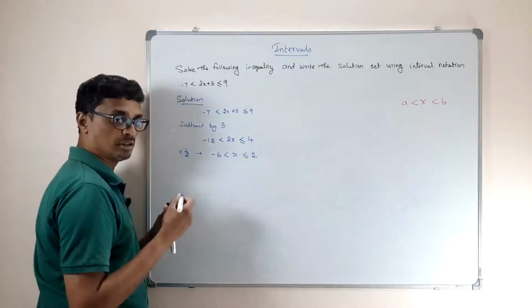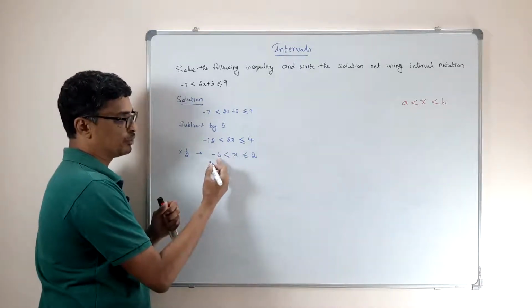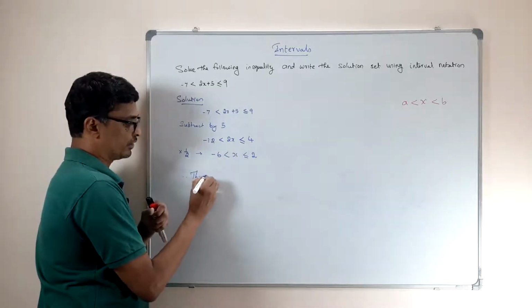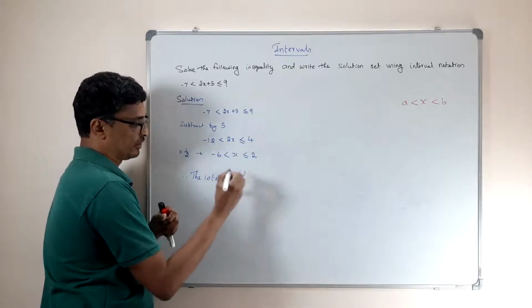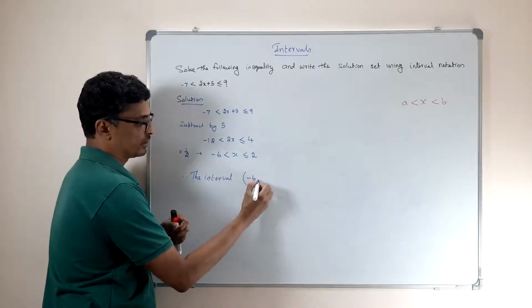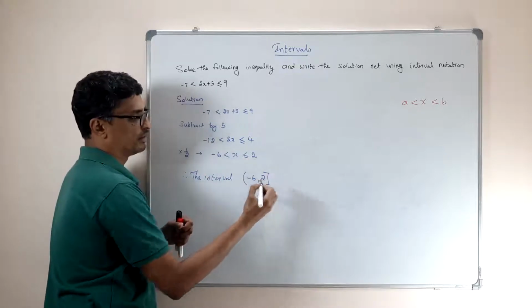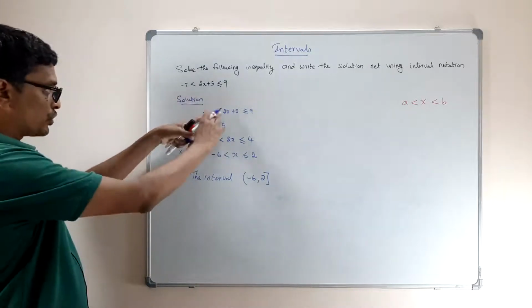So we got it. Now you tell me, what is the symbol? Minus 6 is open or closed? Open. Therefore the interval is open bracket minus 6, comma 2, square bracket. So this is the way we have to do it. When you have these two signs, it will be easier.